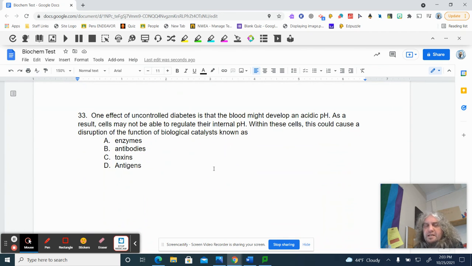And our last question on the test. One effect of uncontrolled diabetes is that the blood might develop an acidic pH. As a result, cells may not be able to regulate their internal pH. Within these cells, this could cause a disruption of the function of the biological catalysts known as A. Enzymes, B. Antibodies, C. Toxins, or D. Antigens.